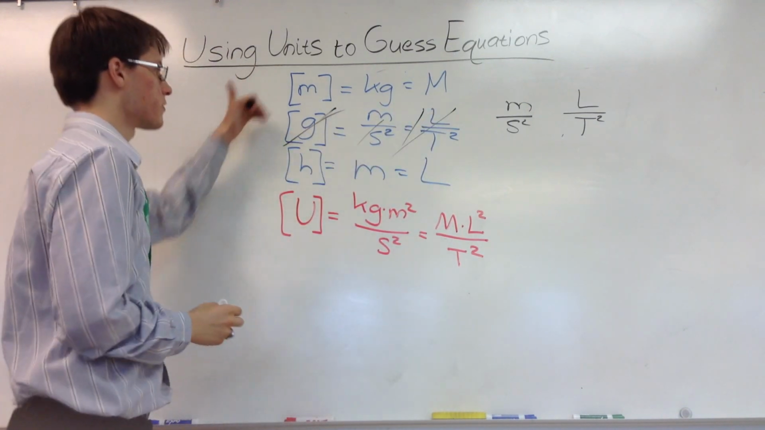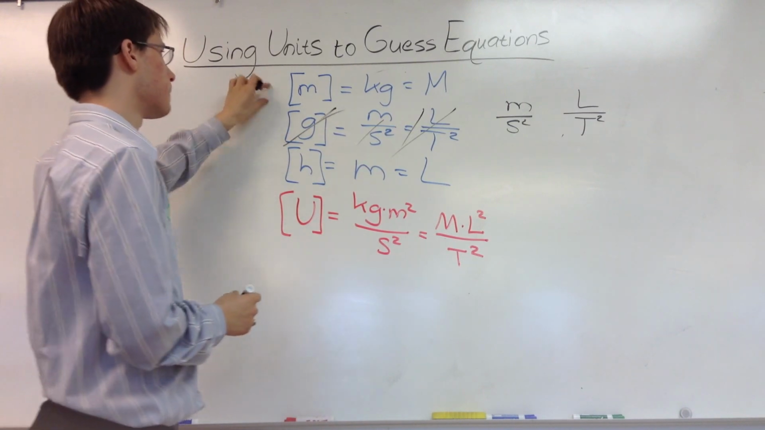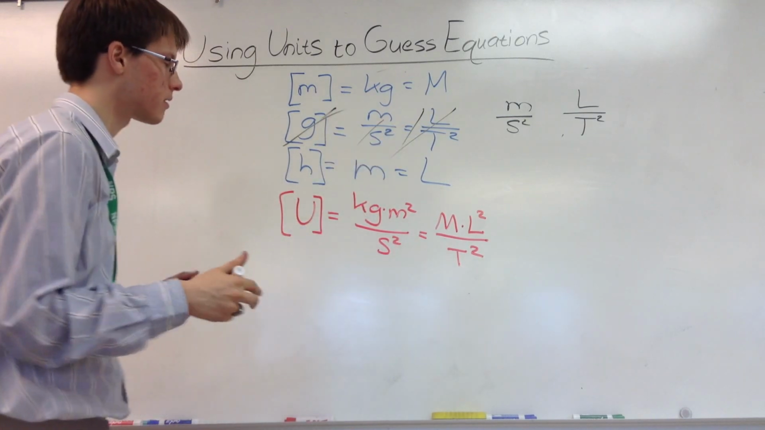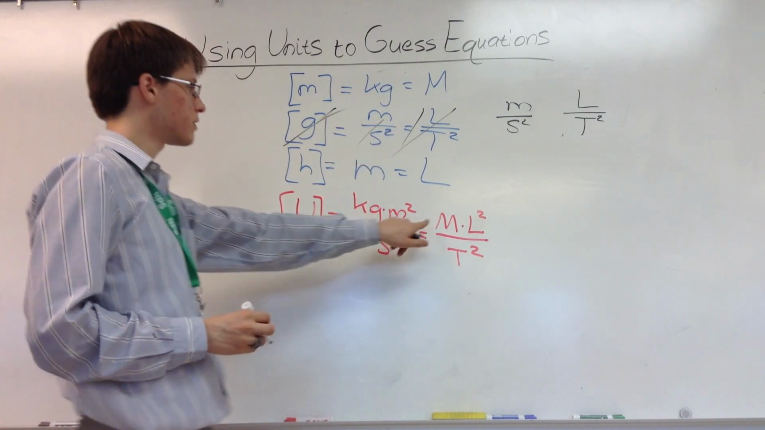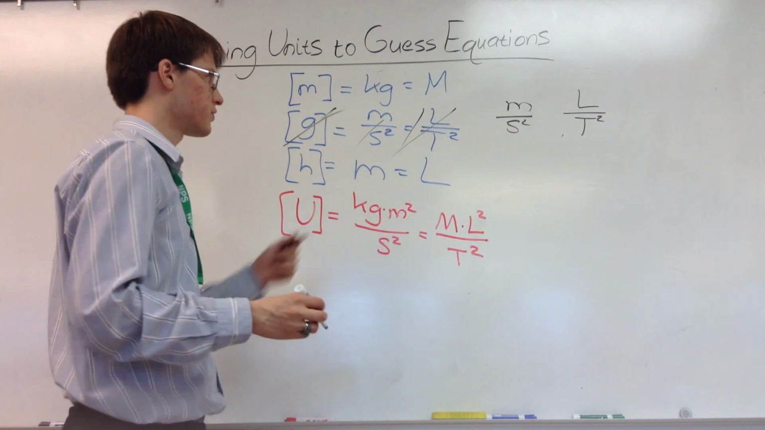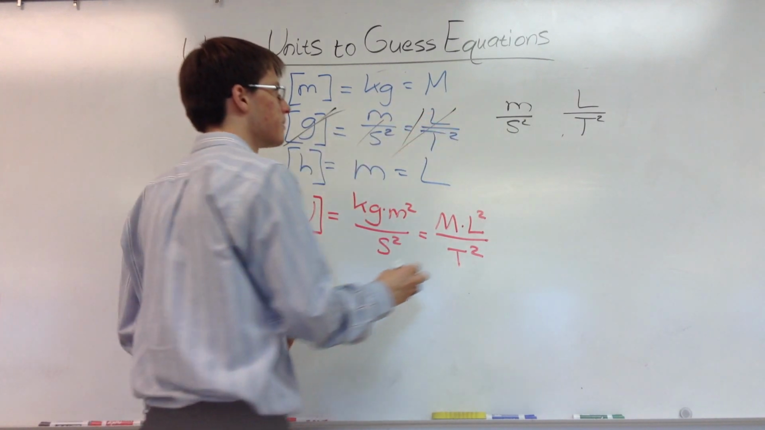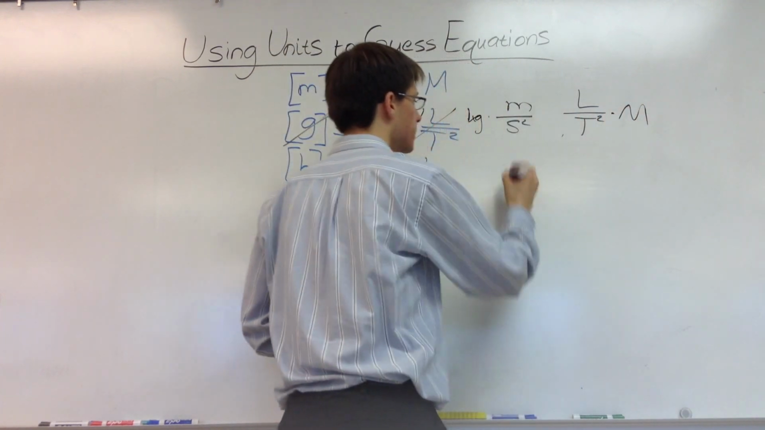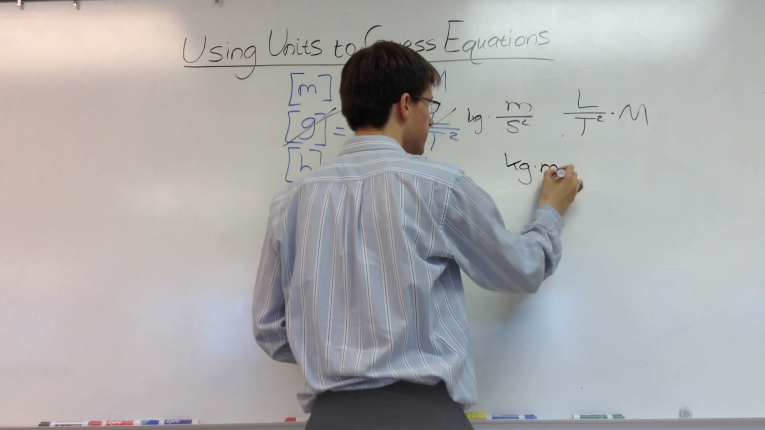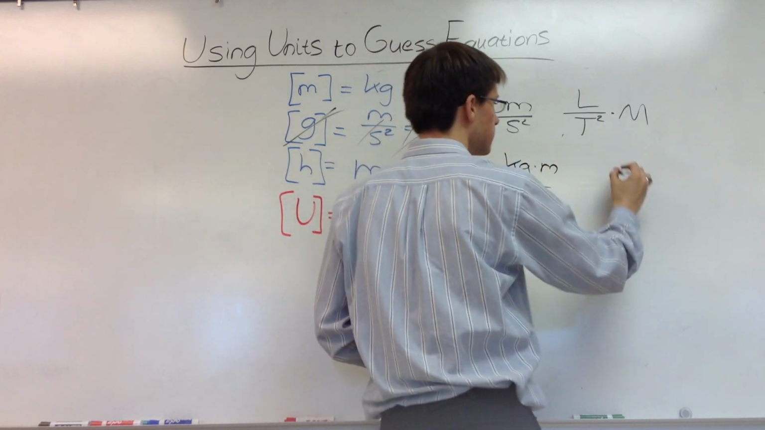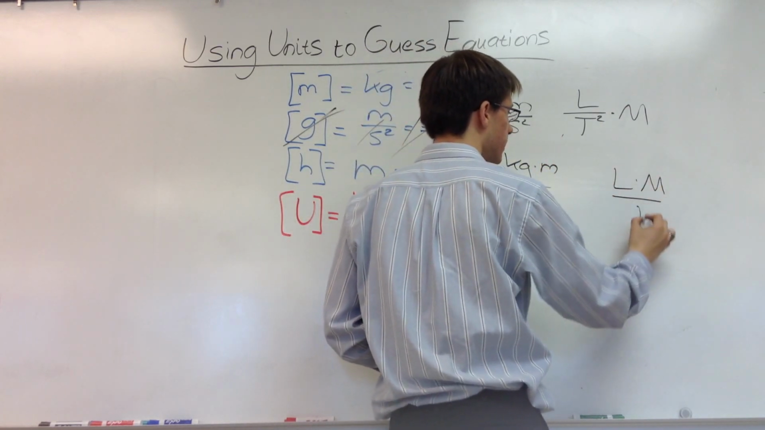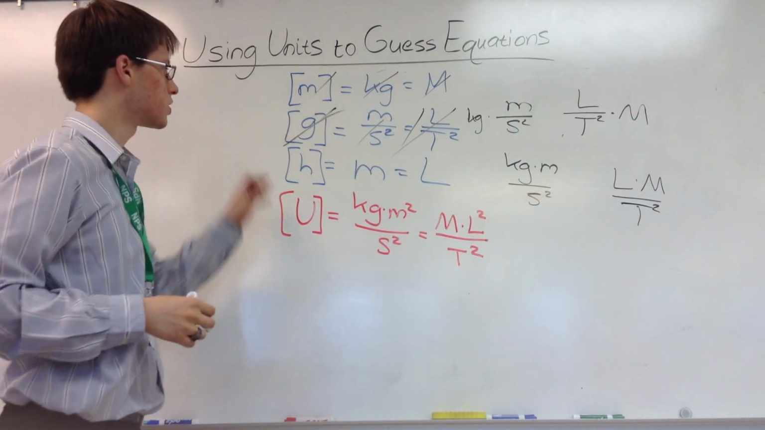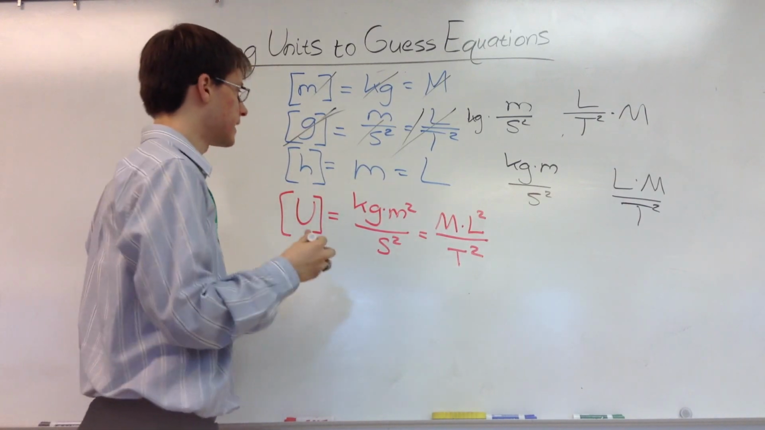And now we're looking at the other two. So let's look at the first one. Let's look at mass. These are both relatively the same complexity because they're just one unit. So mass, we see a mass up here on top. So let's just multiply by mass to get a mass on top. So I'll multiply by kilograms, multiply by mass. We get kilograms times meters per second squared, and we get length times mass divided by time squared. So now we've used mass, which leaves us only with h, height.